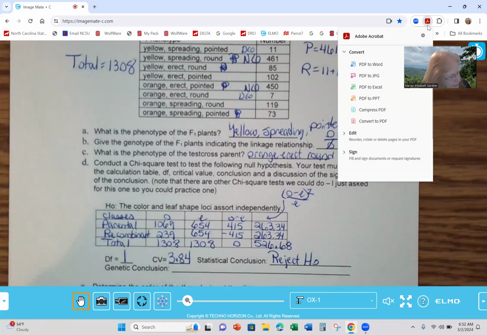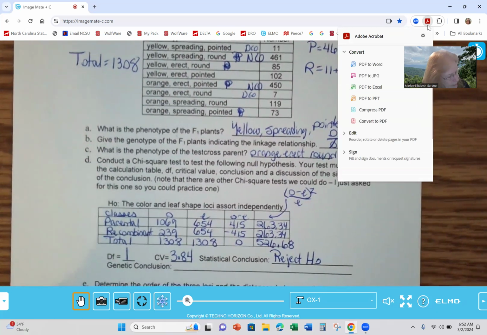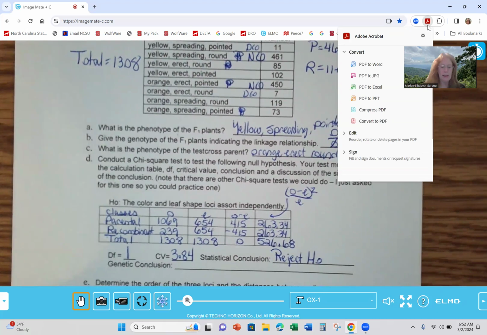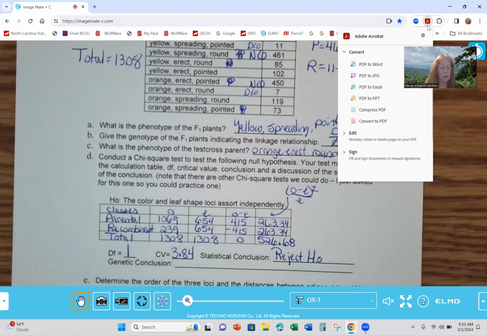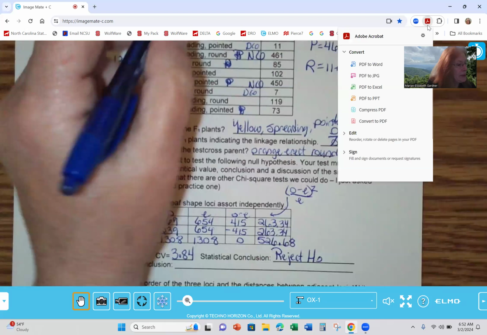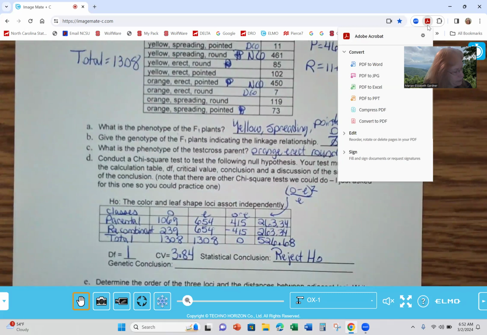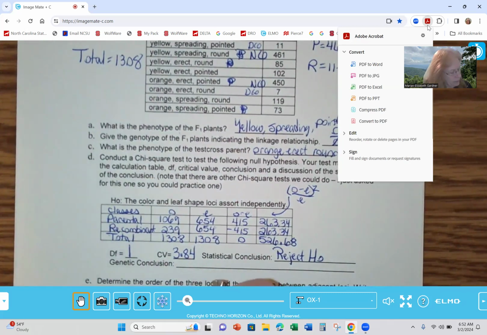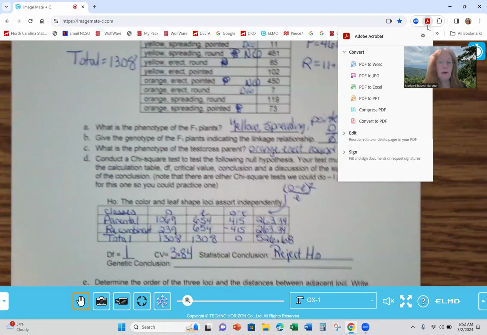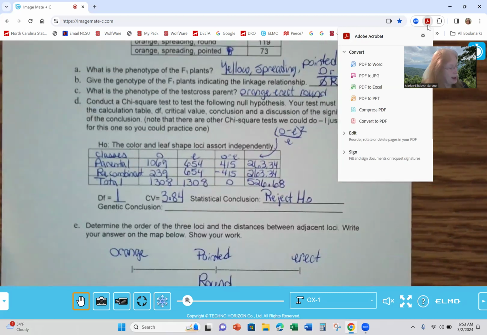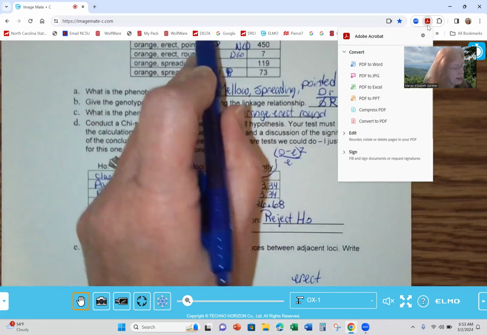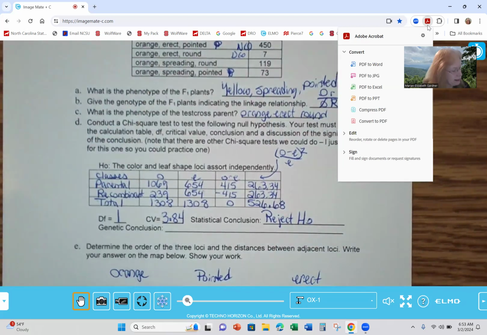It doesn't matter which we put on top and which we put on the bottom, but we need to write 1 non-crossover on top and 1 non-crossover on the bottom. So with pointed, I have orange and erect. And that's 1 non-crossover across the top. And the other non-crossover was yellow spreading round. So with round, I'll have yellow spreading.